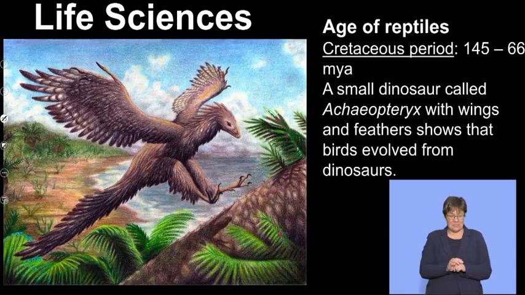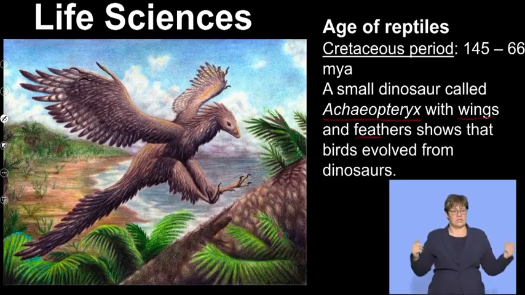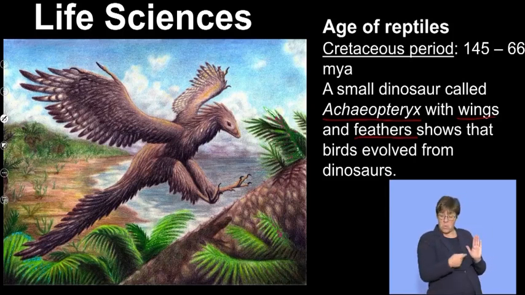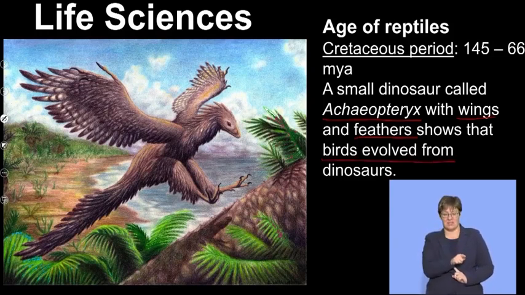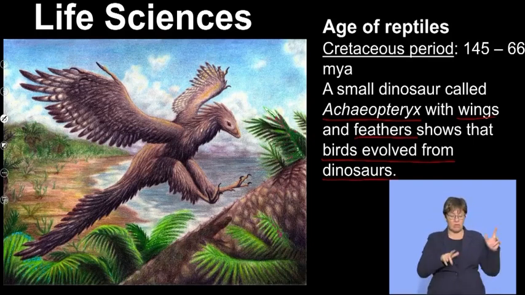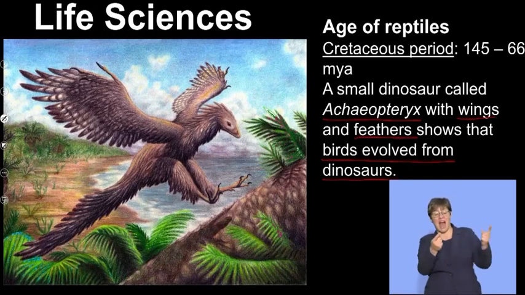Also in the Cretaceous period, a small dinosaur called Archaeopteryx occurred, and it actually had wings and feathers. And we know that it actually had feathers because they have found good fossils showing that even though its body was more like a dinosaur, it had wings and feathers. And this indicates, which scientists now believe, that birds evolved from dinosaurs. In fact, dinosaurs are more similar to birds than they are to the other reptiles that exist today.